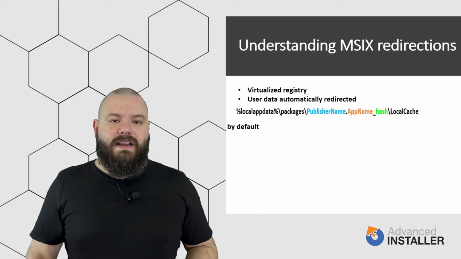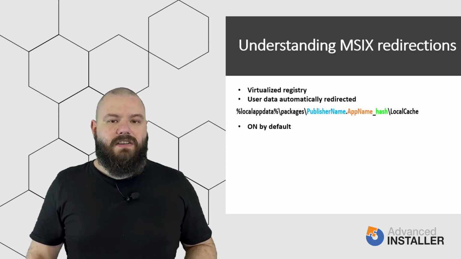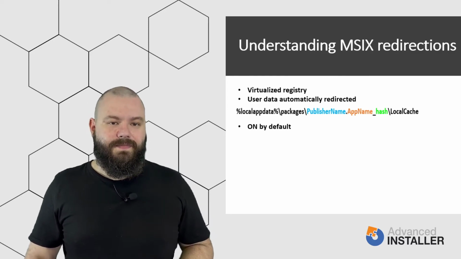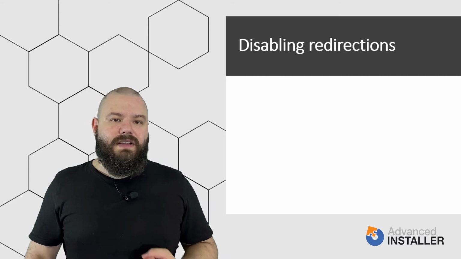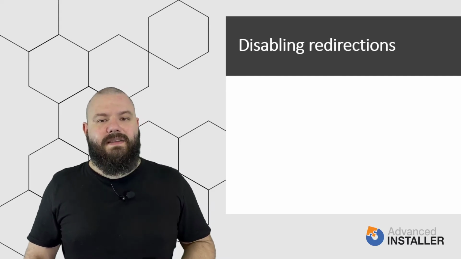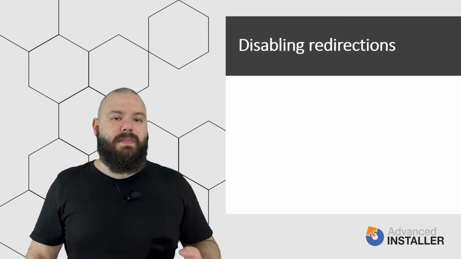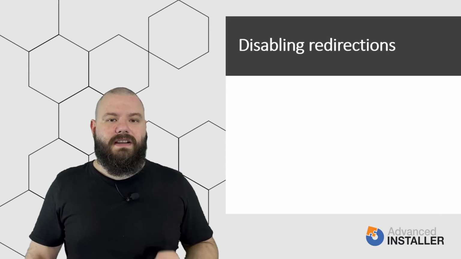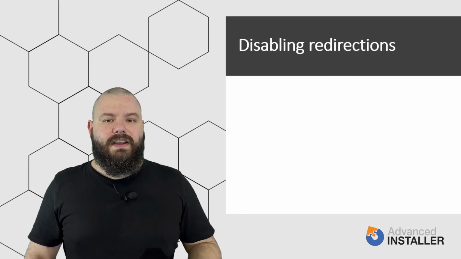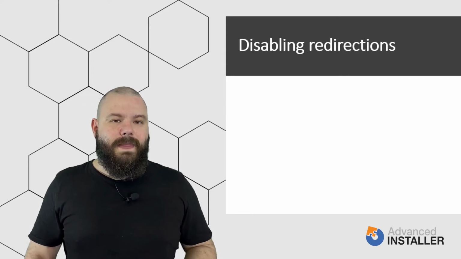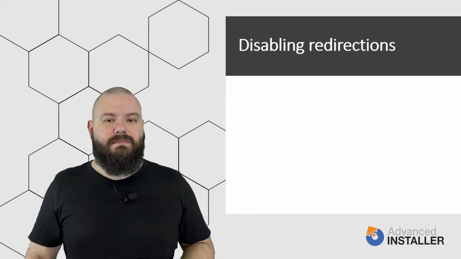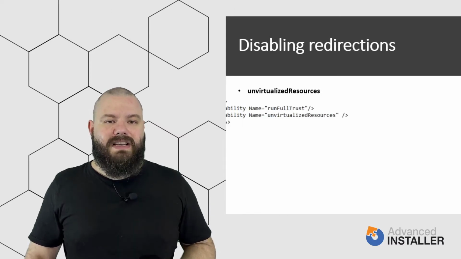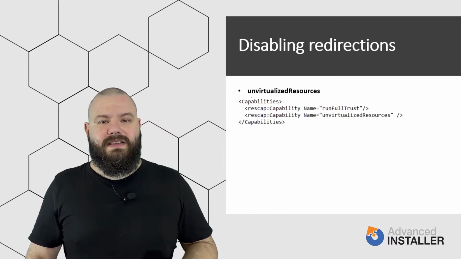Now, the file and registry redirections for MSIX are always on by default, but there is a way to disable it in case it's needed. As we already know, most package settings and behaviors are stored in the appx manifest file. First of all, to disable the file and registry redirections, a required restricted capability named unvirtualized resources must be added to the manifest file. This capability must be placed within the capabilities element, something like this.